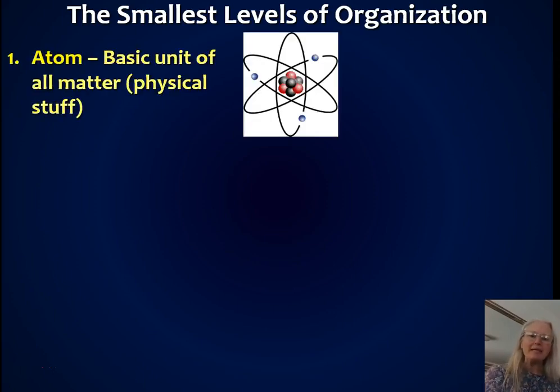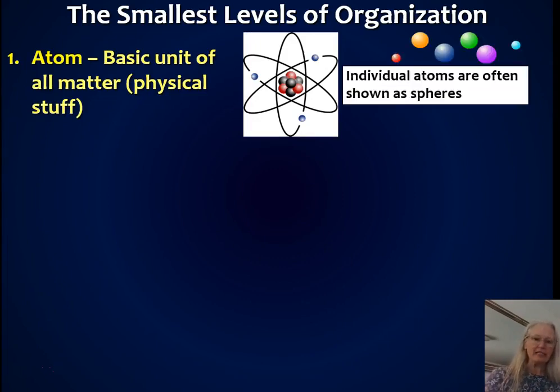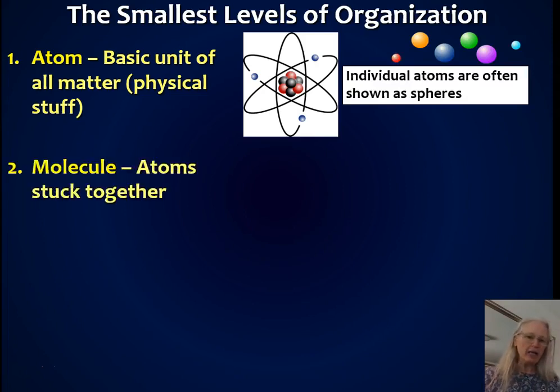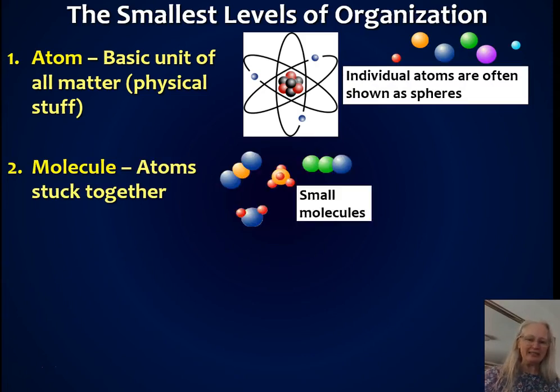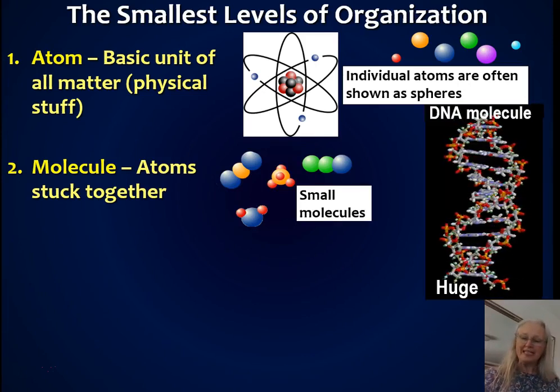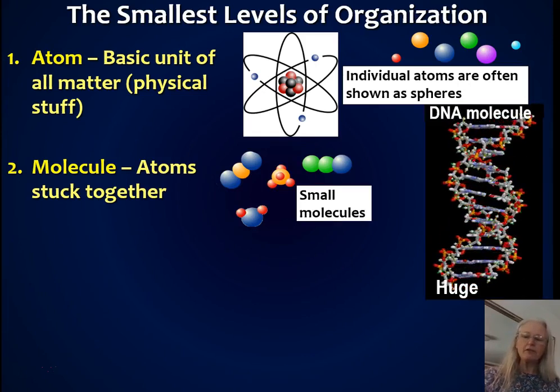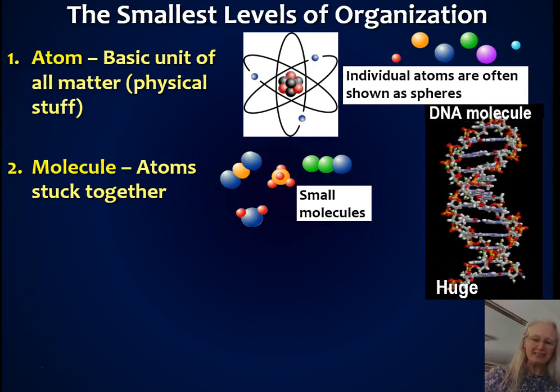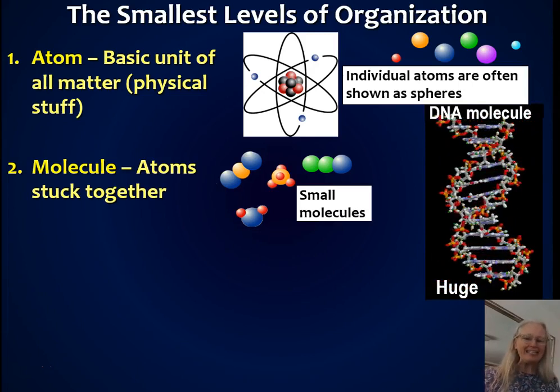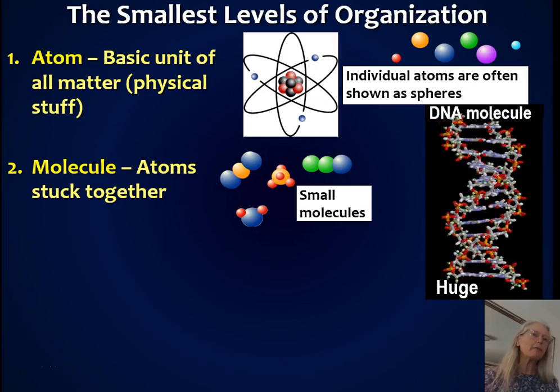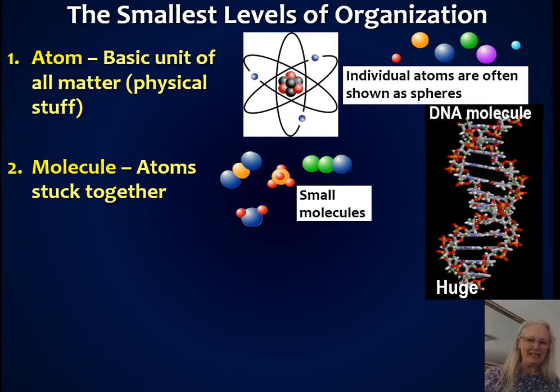So an atom, the basic unit of all matter or physical stuff, we'll be looking at those more later in the course. So often we just show those as little spheres. Molecule. So a molecule is just atoms stuck together. Here are some examples of small molecules. Now, molecules can be relatively huge. DNA is a huge molecule. Of course, huge for a molecule still isn't very big. So you can actually see DNA in a microscope, but you do need a microscope still to see it.